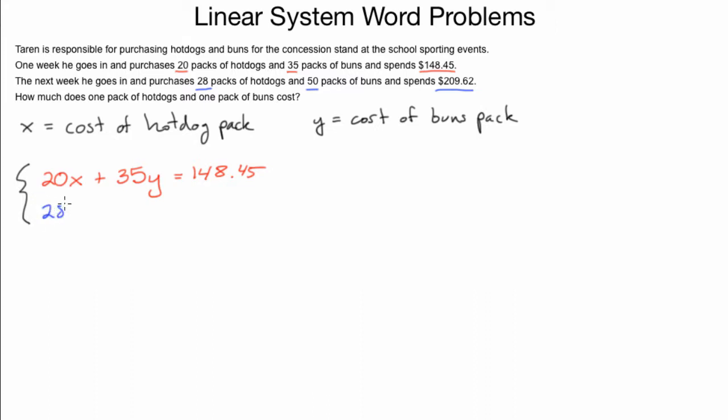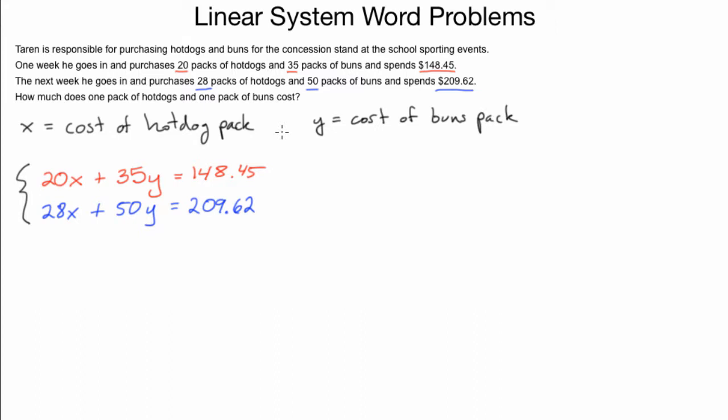All right, using that same reasoning for the second trip, we bought more. We bought 28 hot dogs at x dollars per hot dog, and then 50 buns at y dollars per buns, and we spent a total of $209.62. And there we go. We've got our linear system. We've translated this word problem into the right linear system. Everything should have meaning, should make sense. Defining your variables is a really helpful step in that. Now we can actually go about solving this thing out.